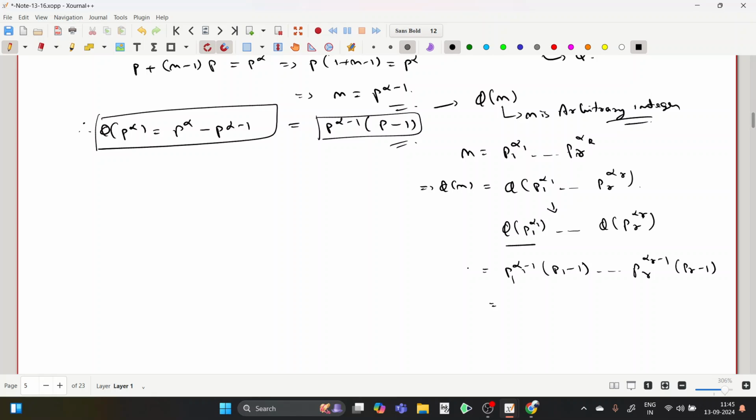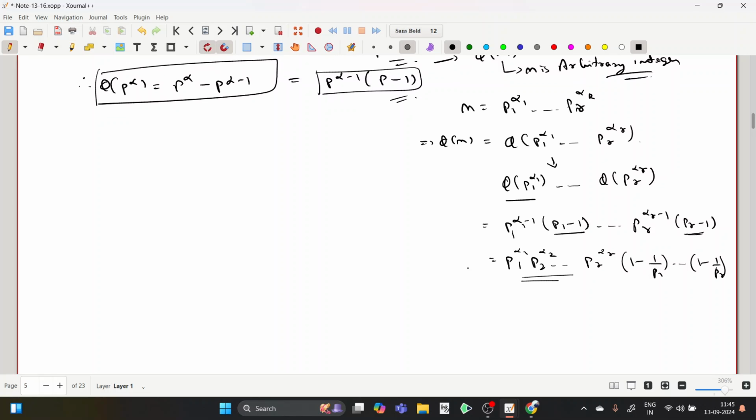Now if you take p1 common from here, then p2 common outside from the factor p2 minus 1, and then pr common outside from here, then I eventually land into p1 to the power alpha 1, p2 to the power alpha 2 till pr to the power alpha r times 1 minus 1 over p1 and so on till 1 minus 1 over pr. But observe, this is nothing but n, and this is the most well known formula given to us, which is n times 1 minus 1 over p1 times 1 minus 1 over pr.